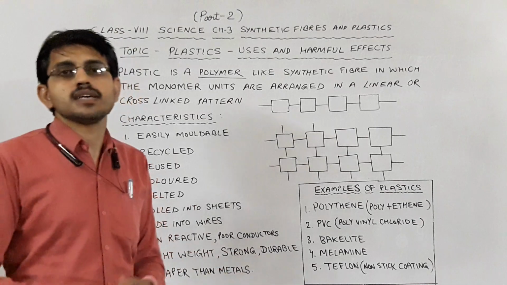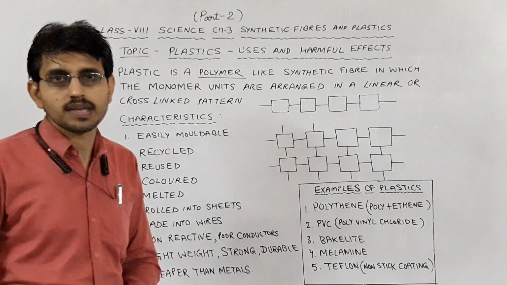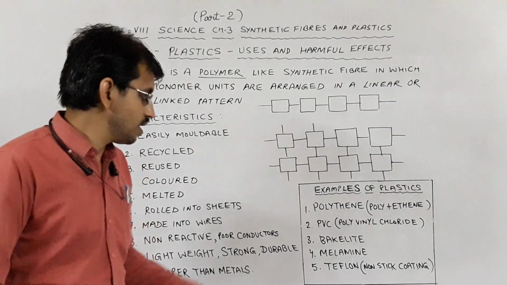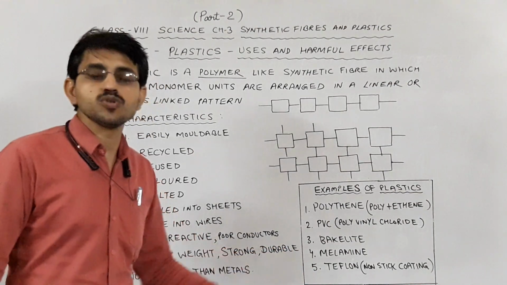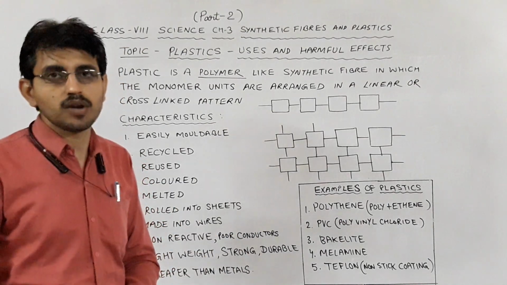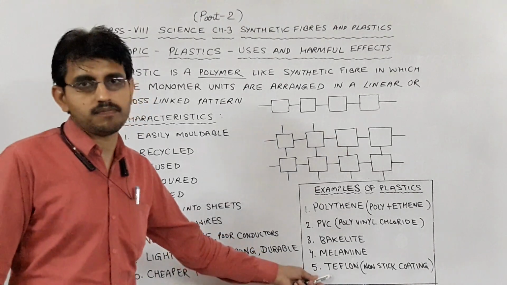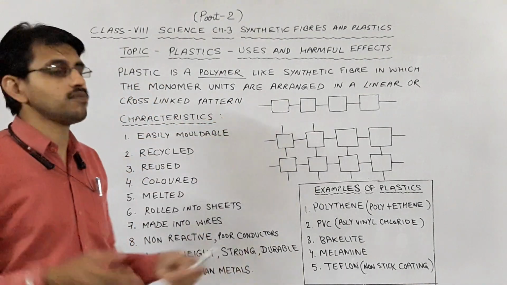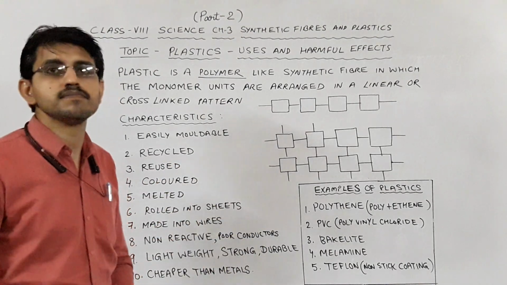Melamine is a plastic material that is used for making kitchenwares. Kitchen items, bowls, and dinner sets are made of melamine. Teflon is another important plastic, which is used for non-stick coating on pans. The non-stick coating on the pans is done by using this plastic material, Teflon. So this is the discussion of different types of plastics, their characteristics and definition.